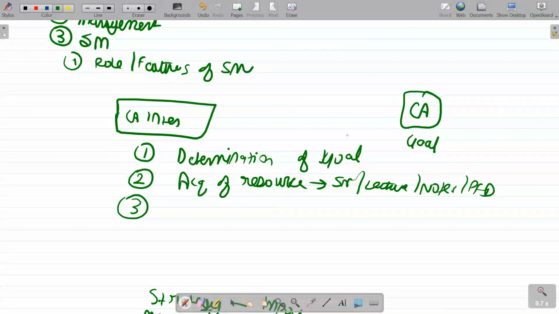You guys have to just remember the keywords. Automatically, you can frame the answer in the exam. So what is the first thing? First thing is you have to determine the goal. You have already determined you have to become a CA.